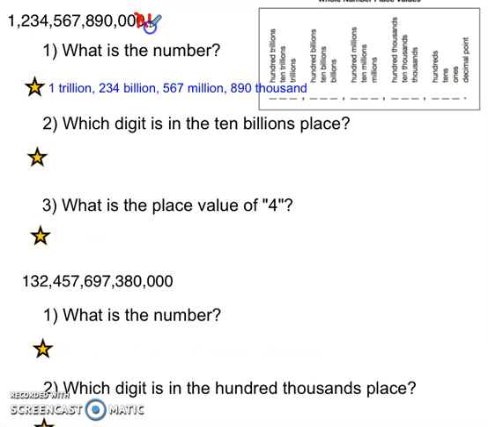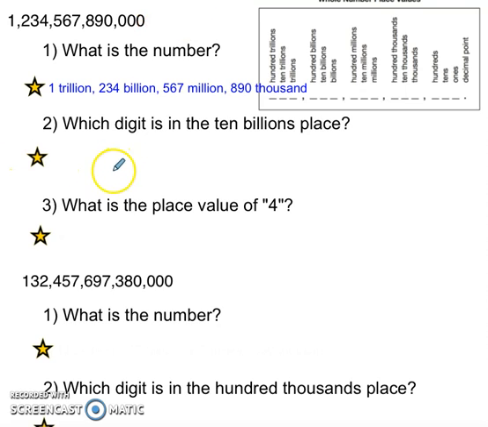If by chance there was, let's say that there was a 1 at the end, so instead of 0, let's say there was a 1. So you'd still read it the same way. At the end, though, it would go 890,001. You do not use an "and" there. I know that's tempting. "And" indicates where the decimal is. So 890,001.